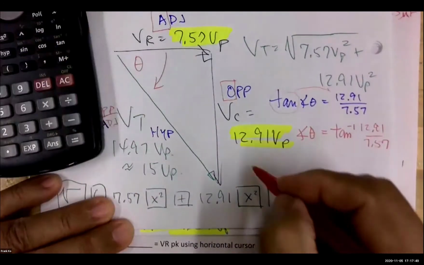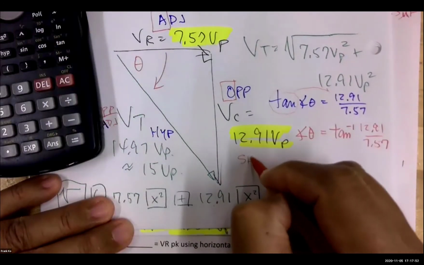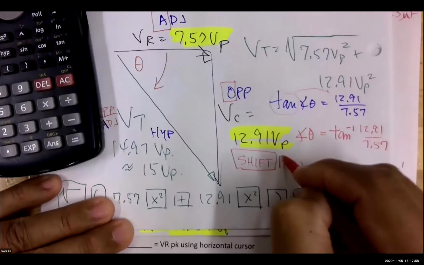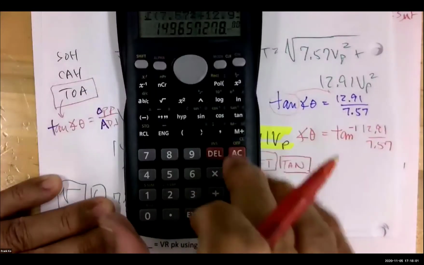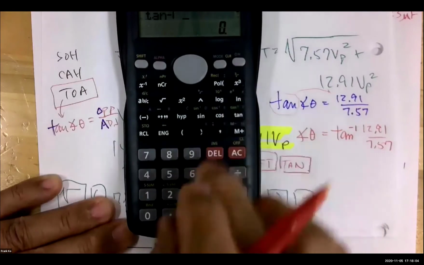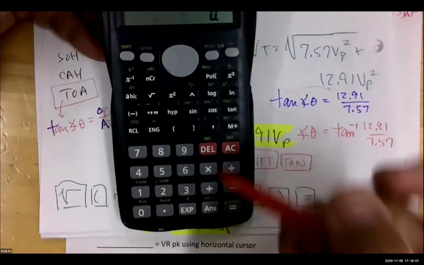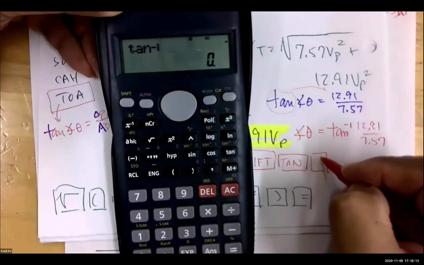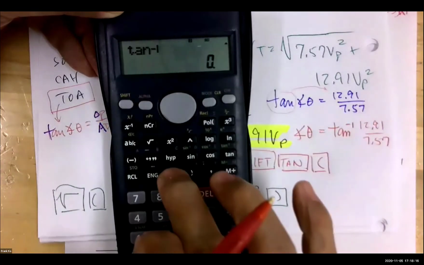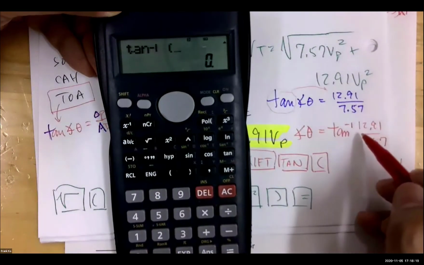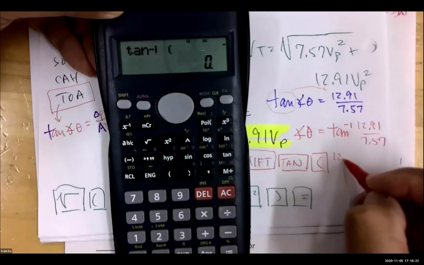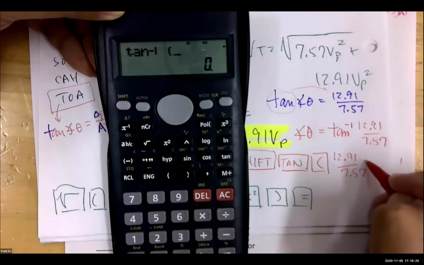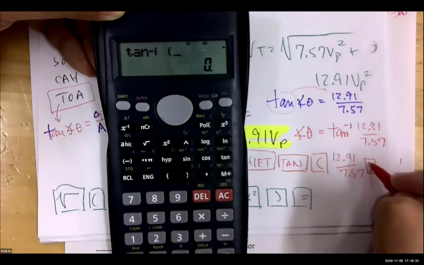On your calculator, you're going to do shift tan. I'm going to do that as well. So clear. So shift tan. What it doesn't do is give us an open parenthesis, so I need to open my parentheses right there. Then 12.91 divide by 7.57 and close parentheses and then equals.